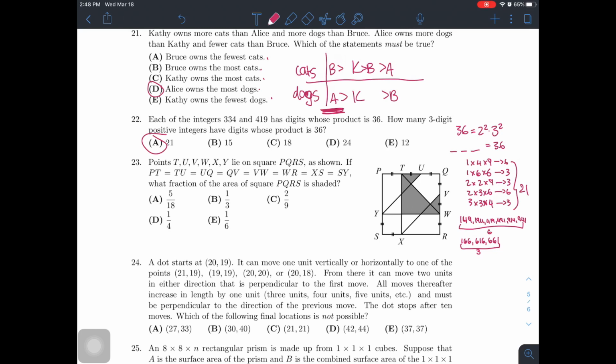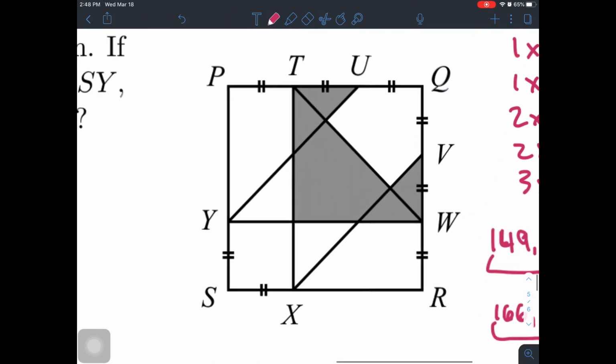Question 23. Points T, U, V, W, X, Y lie on square PQRS as shown. If PT equals TU equals UQ equals QV equals VW equals WR equals XS equals SY, what fraction of the area of square PQRS is shaded? So for this question, I'm going to use a diagram. And because I know all of the side lengths here are equivalent, I can draw lines within this square to help me solve this problem. So I'm going to draw this.